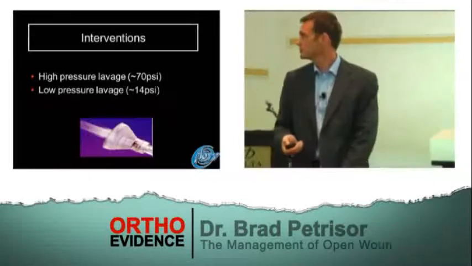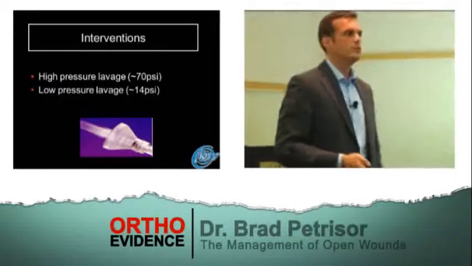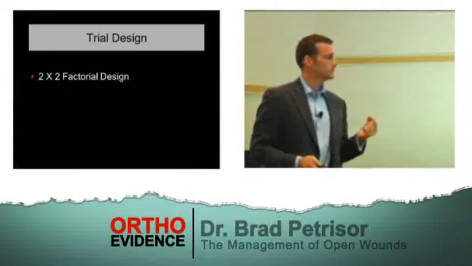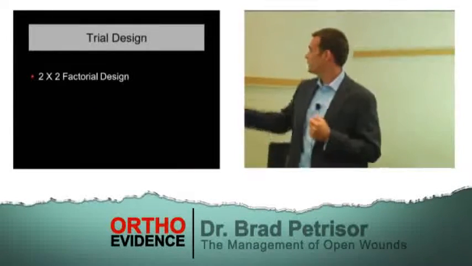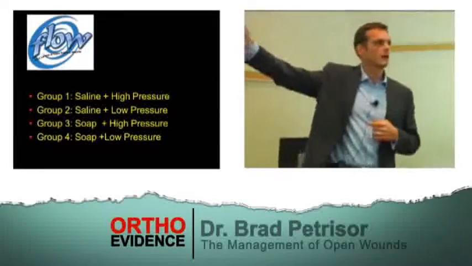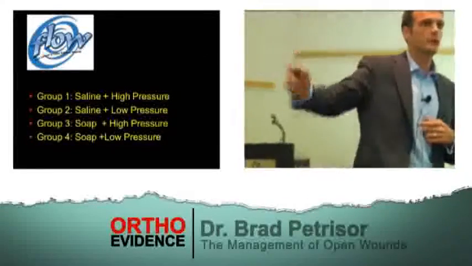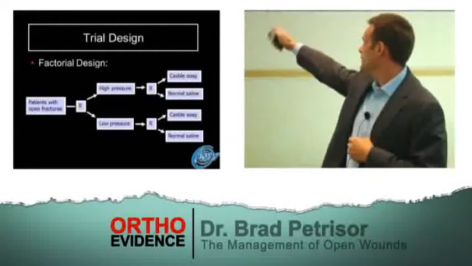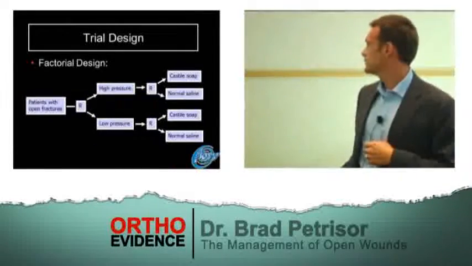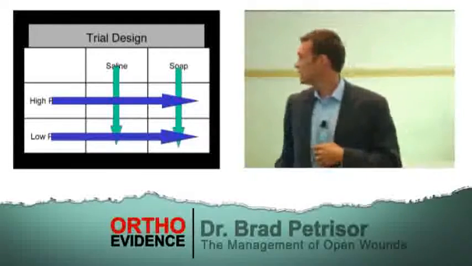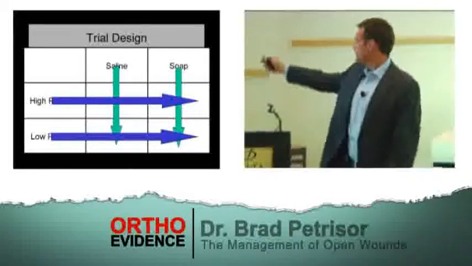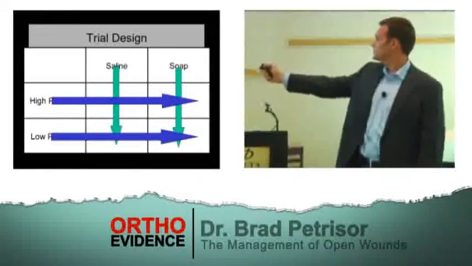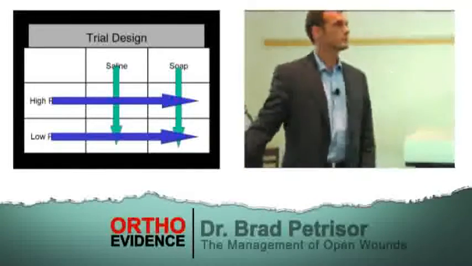And then high pressure versus low pressure. And we used a 2x2 factorial design. That means that you got randomized to either receive saline and high, saline and low, soap and high, soap and low. And it kind of looks like this. You get randomized to high pressure, randomized to cast iron, normal saline, etc. And it looks like this in the analysis. So you can analyze the saline groups, you can analyze the pressure groups separately.